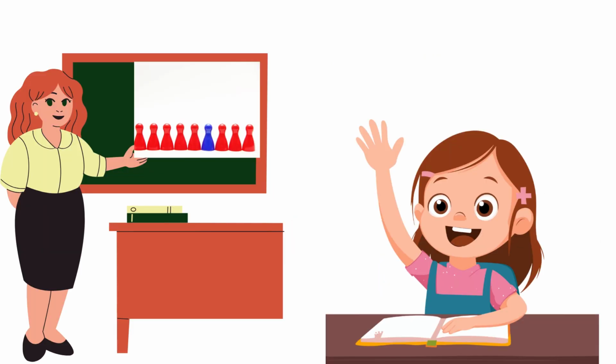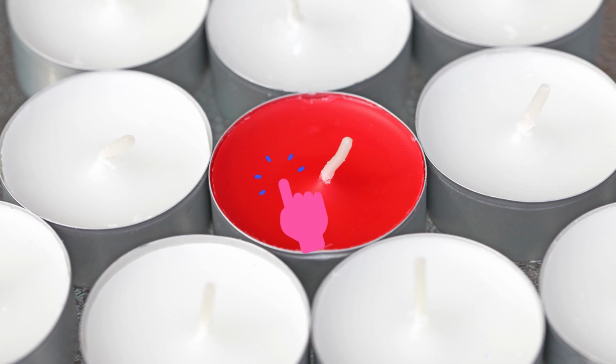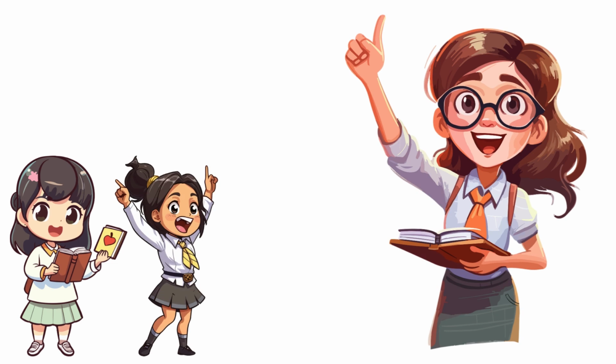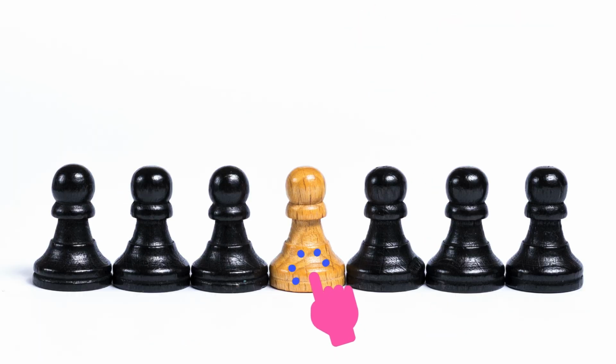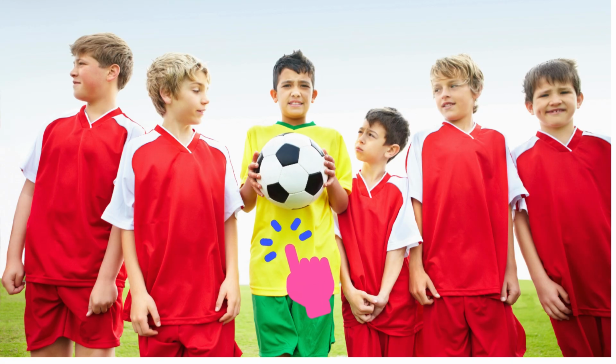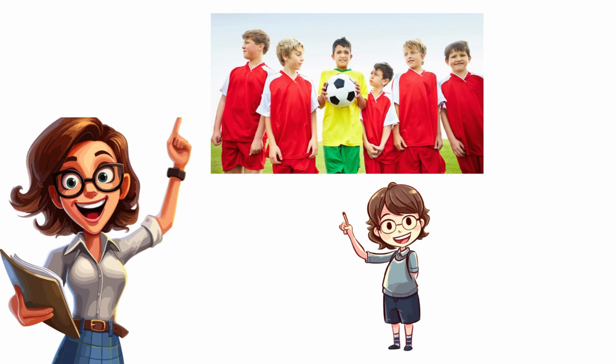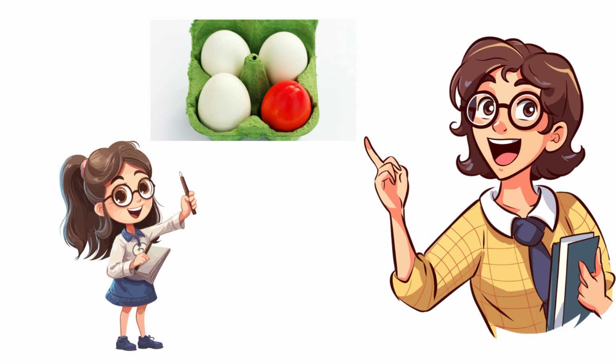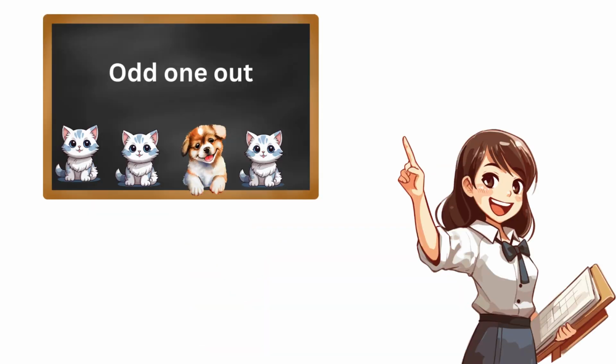Blue. And which candle is the odd one out? Red. Very good. In this picture, cream one is the odd one out. Tell me which boy is the odd one out. Yellow. And in this picture, egg or tomato is the odd one out. Tomato. Good. Now, see on the board.